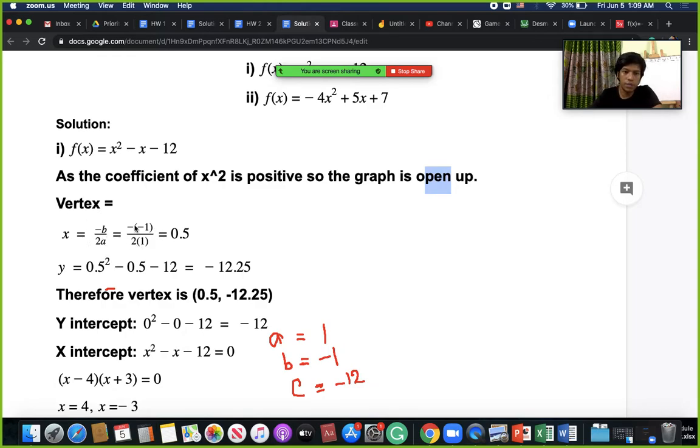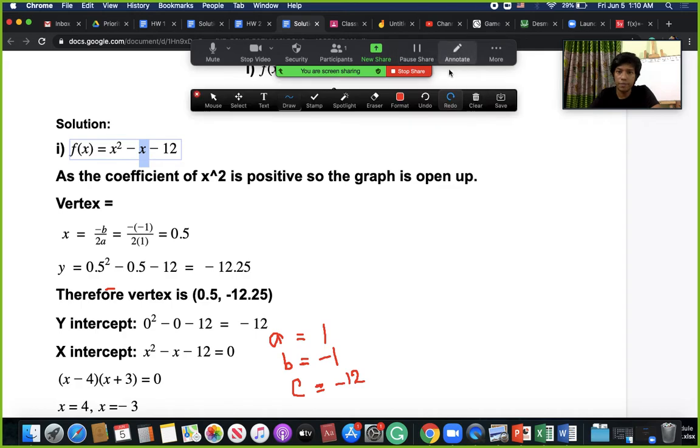You get x equals minus b by twice a. The b value is minus 1, so you put it here, and 2 into a equal to 1. So you get plus 1 divided by 2, which is 0.5. When you get this x value of the vertex, you put it in for x, and then you will get the y value. Then the calculation comes, y value is this. So we get the vertex.